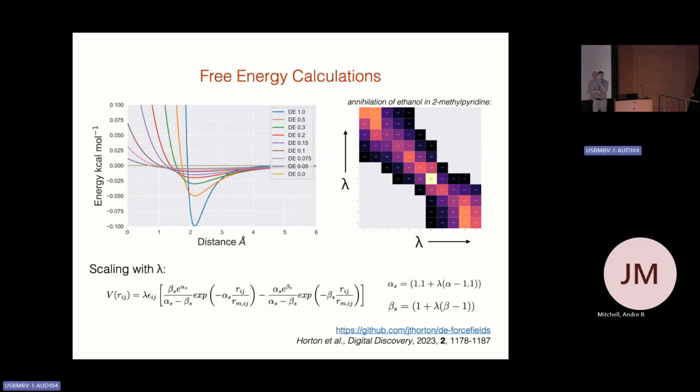So I promised some free energy calculations. We can use this potential in free energy calculations. What we need is, if we take the full interaction potential shown in blue, we need to be able to scale that interaction down with some lambda parameter. Ideally, we'd just stick a lambda parameter in front and scale lambda between 0 and 1. Unfortunately, that didn't work very well. We didn't get this nice smooth interpolation between 0 and the full interaction.